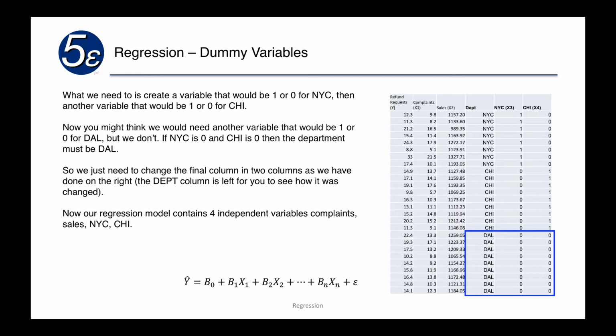So we just need to add those 2 columns into our data set and into our regression. The department column is left for you to see how it was changed. Now our regression model contains 4 independent variables: complaints, sales, the New York City field, and the Chicago field.